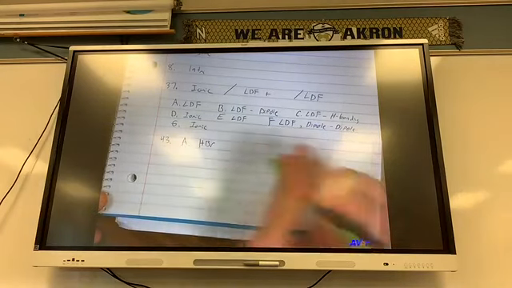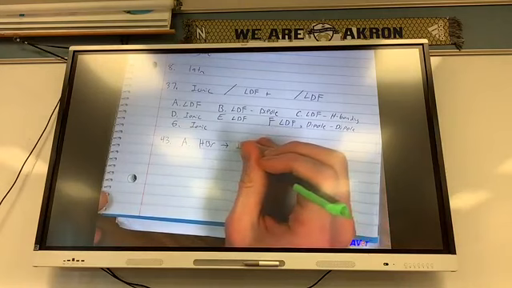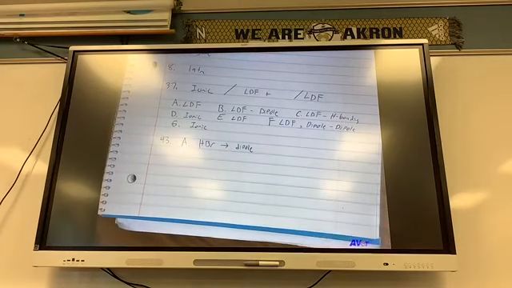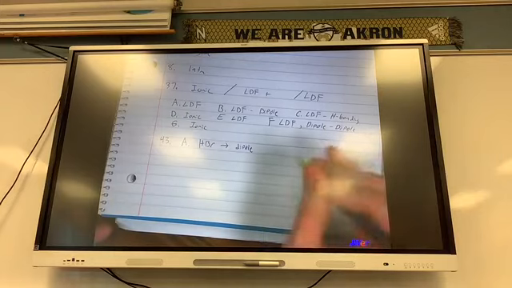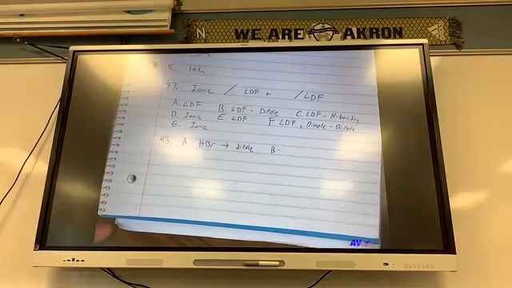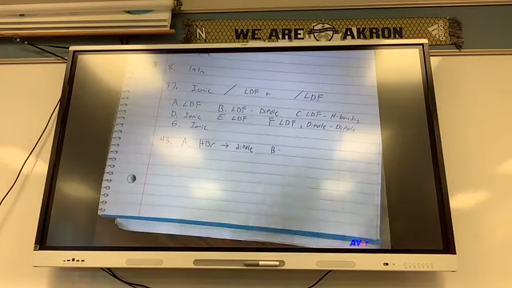Why? Dipole and London dispersion. This has dipole, and I'm just going to write the strongest one, which is what's making it. Aren't LDFs incredibly small? Yes. So letter A is HBr, because of the dipole.